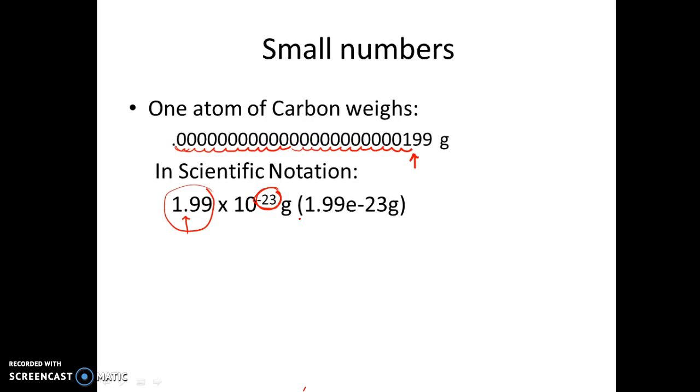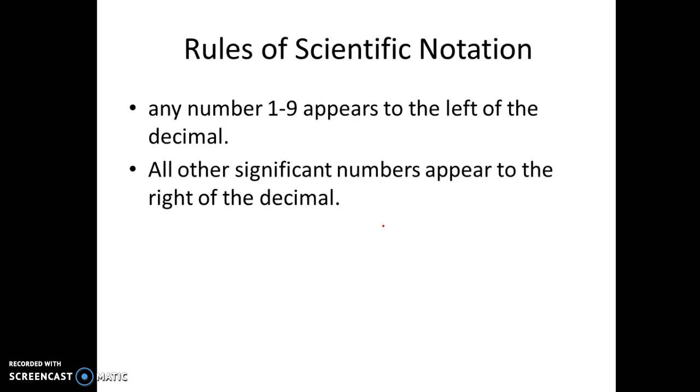Now, in the last slide and in this slide, you'll see this here. Okay, this is how you're going to put it into your calculator, and we're going to talk about this in class so that I can help everybody with their own calculations and their own calculators. So here are the rules, just in case you didn't catch them. Any number 1 through 9 appears to the left of the decimal. Okay, all other significant numbers appear to the right of the decimal. So you're going to have some non-zero number like 1.99, and then all of your other significant figures will come after the decimal.